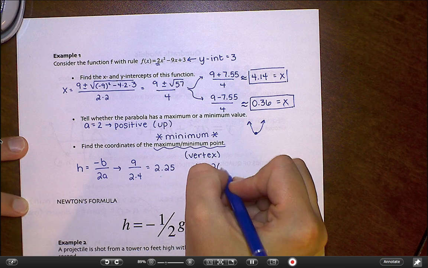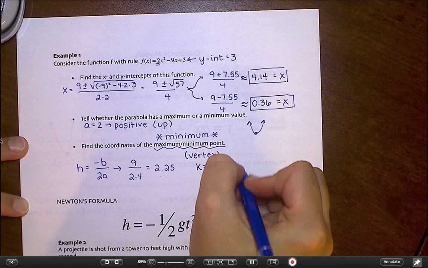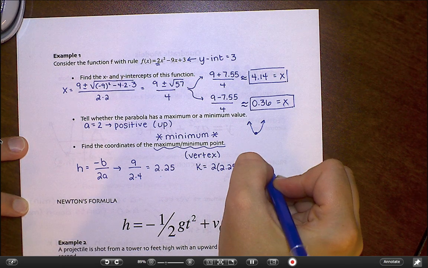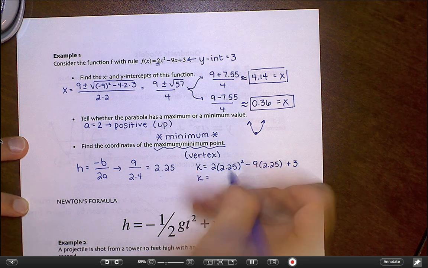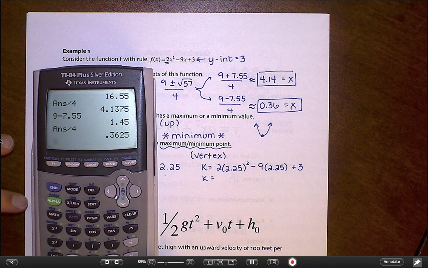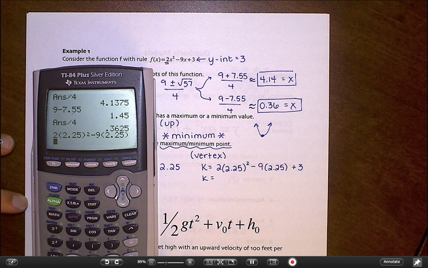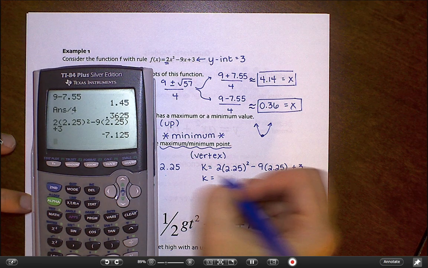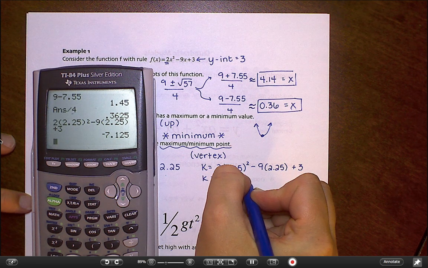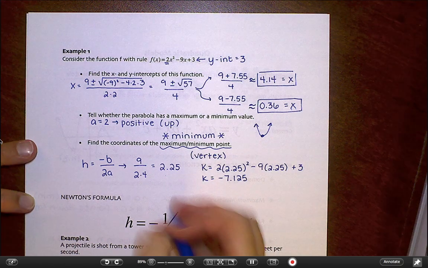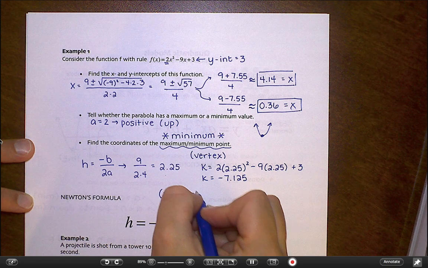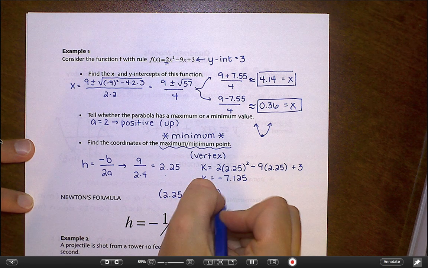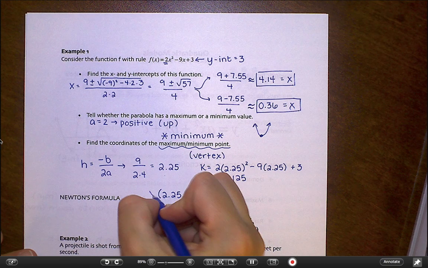And then to find k, I'm going to take that 2.25 and plug it into my equation. So 2 times 2.25 squared minus 9 times 2.25 plus 3. And that gives me a k value of negative 7.125. And so I would say my minimum value is at 2.25, negative 7.125. Okay, this would be my answer for that question.